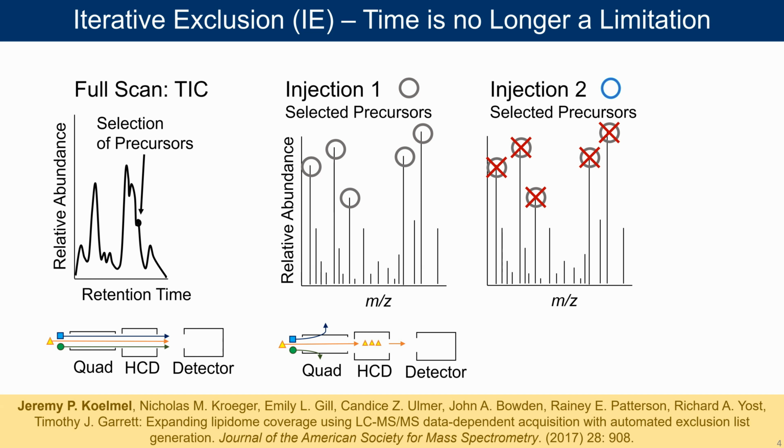Therefore, in 2017, we released an application of iterative exclusion and a script in order to exclude the top 5 most abundant ions, or top N, and generate an exclusion list. You re-inject the sample, that exclusion list is applied, and you acquire the data for the next top 5, and then the next top 5. And therefore, sequentially, you can get coverage of all ions in your experiment.